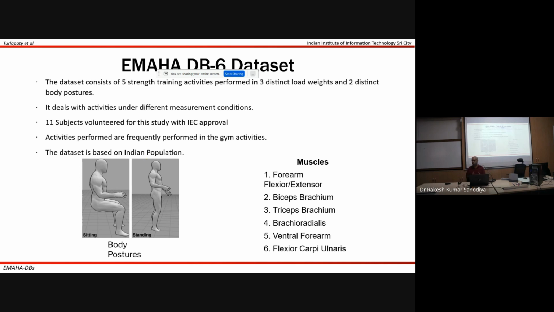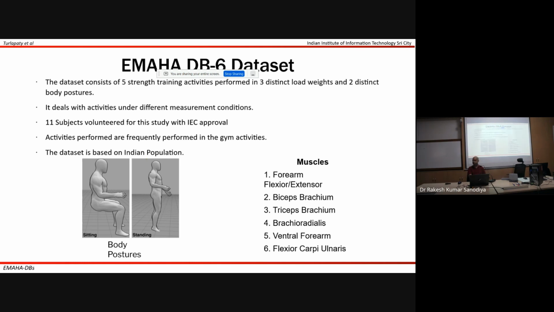So we found people like students and other people here in the institute, and we were able to get the clearance for that. Again, we found 11 people. And then we do multiple trials of each activity under all these conditions. So again, it's very challenging, but still doable.